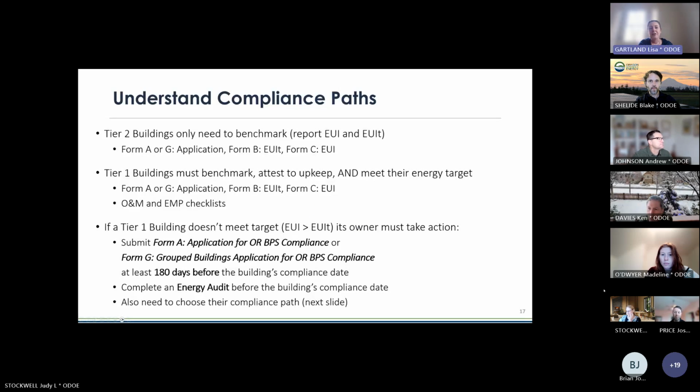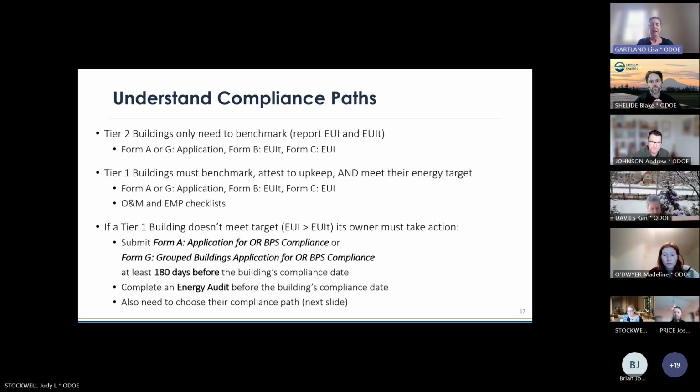So once again, tier 2 buildings, Form A or G, Form B and Form C, that's just the benchmarking portion of the application. Tier 2 buildings have to benchmark, so forms A or G and B and C, and then they have to attest to their O&M plans and their energy management plans. And they need to meet their energy target. And if they don't meet their energy target, they have to take some action. Let us know 180 days before your compliance date that you don't expect to meet target.